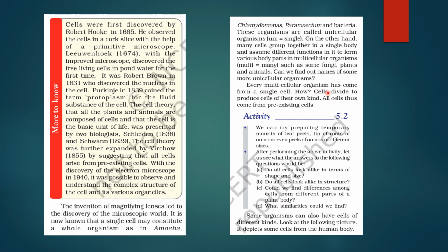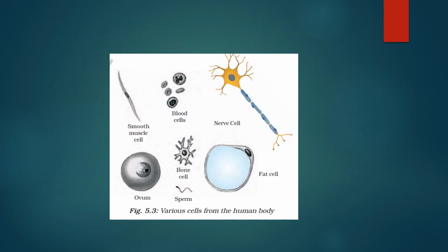So every multicellular organism has come from a single cell only. How? Cells divide to produce cells of their own kind. All cells thus come from pre-existing cells only, right? Now, some organisms can also have cells of different kinds, okay? So through a diagram we can see some cells from the human body. कैसे कैसे ये? Okay. So you can see human body में भी बहुत तरह के cells हैं. Smooth muscle cell है ये, blood cells हैं, nerve cell है, fat cell है, bone cell, ovum, sperm. All these are different cells, right?